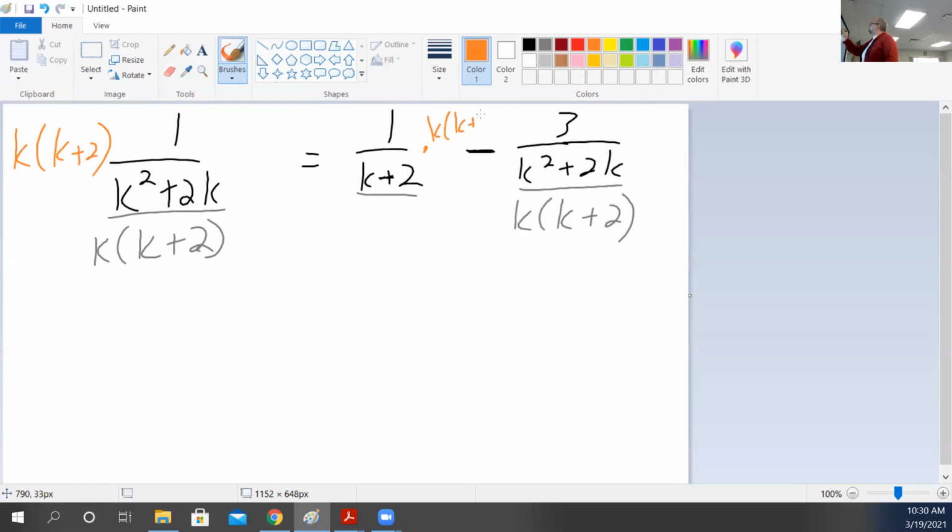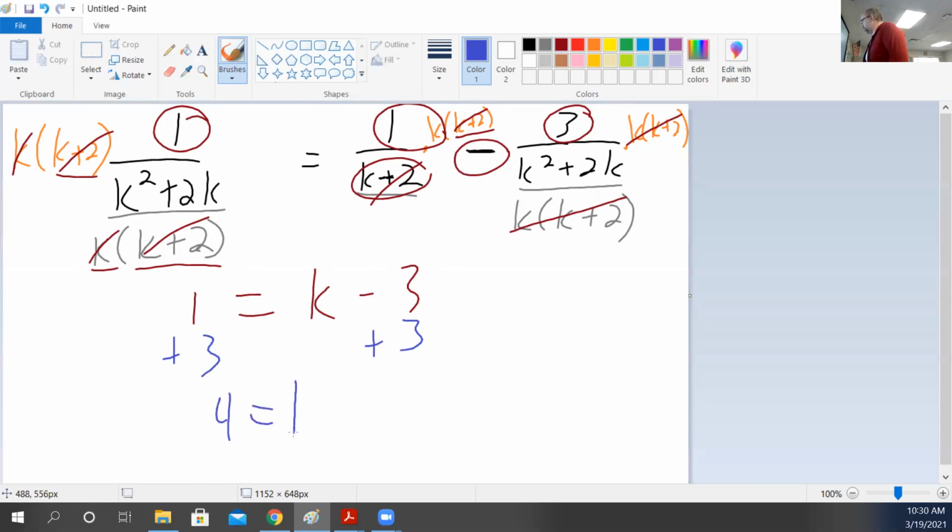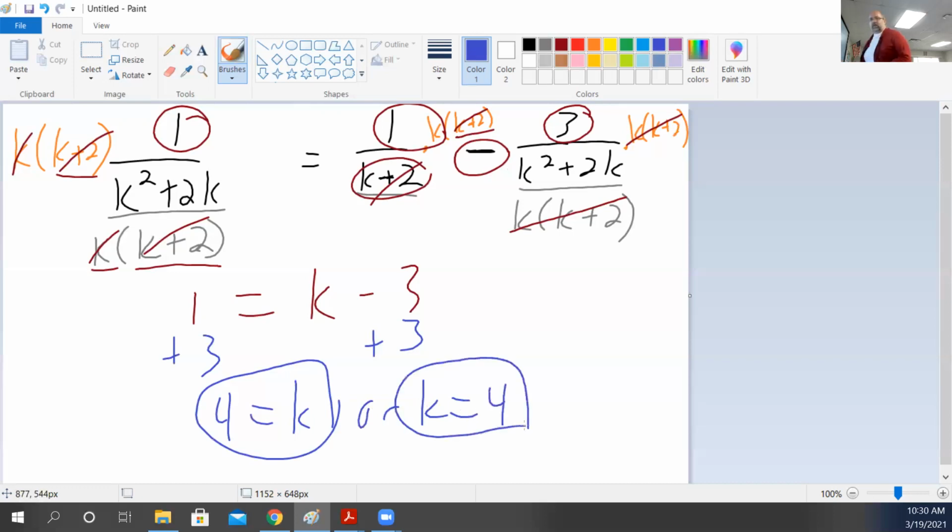All right, so on the far left here, k cancels and k plus 2 cancels. All you're left with is that 1 up top. So 1 equals k plus 2 cancels k plus 2, so k times 1 is k. And that whole thing cancels that whole thing, so what's left is the minus 3. Oh, nice. Came down to a nice little piece at the end there. So we add 3 to both sides. 4 equals k. There we go. Or if you like, you could write it out as k equals 4. It's the same thing. Either way is cool.